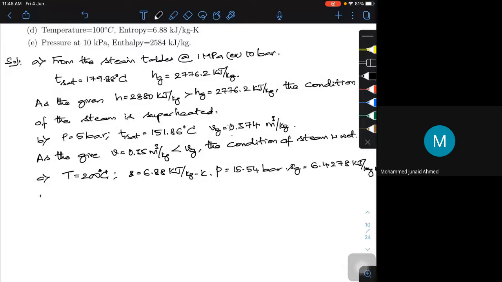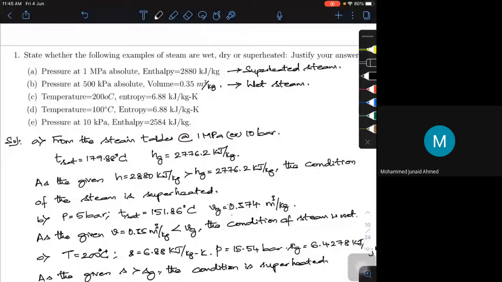As the given value of S, 6.88, is greater than your Sg, the condition is superheated. So it is superheated steam. The third one is superheated steam.